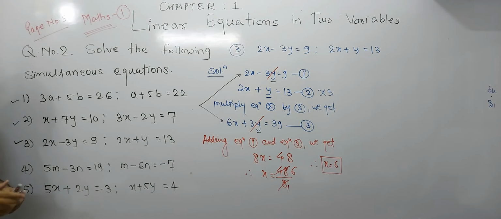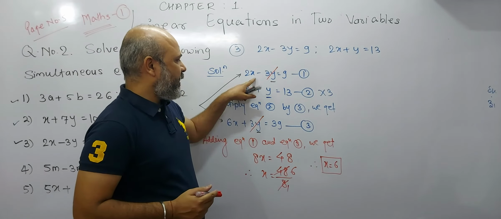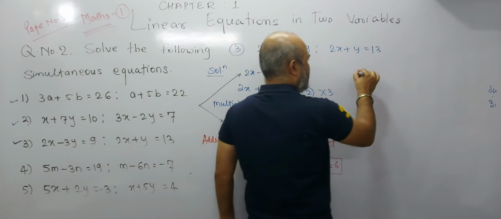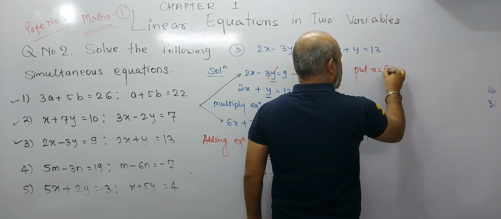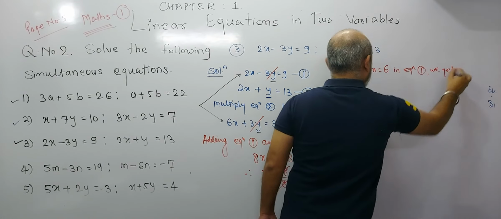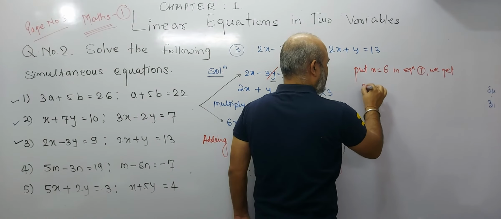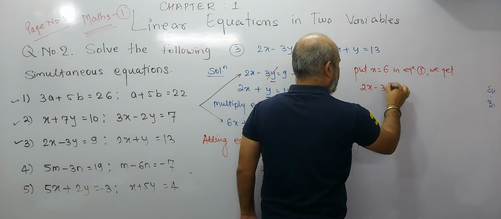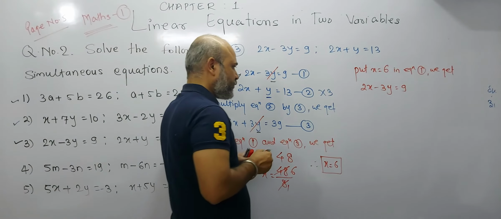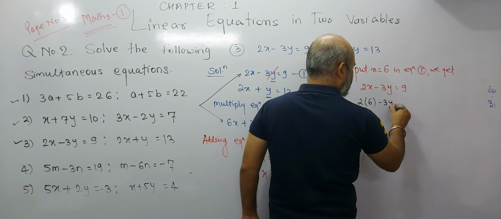Once you get the value of x as 6, you will put the value of x in either equation 1, 2 or 3 to get the value of y. Now we will put x is equal to 6 in equation 1. Equation 1 is 2x minus 3y is equal to 9. What is x, student? X is 6. So now 2 times 6 minus 3y is equal to 9.